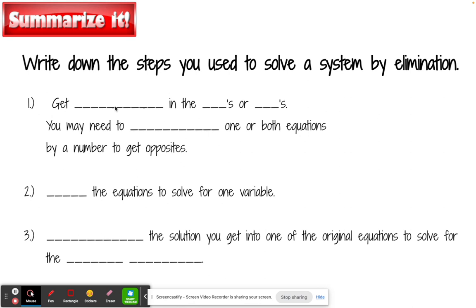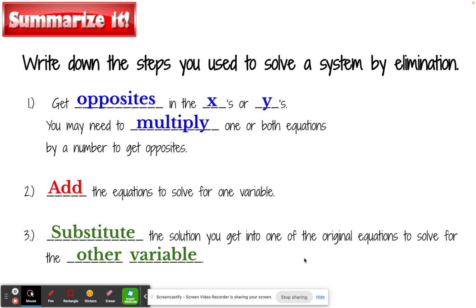So just quick steps to get your opposites. You want to get opposites in x or y's. You may need to multiply one or both equations by a number to get opposites. Add the equations. Substitute the solution into one of the original equations to solve for the other variable.